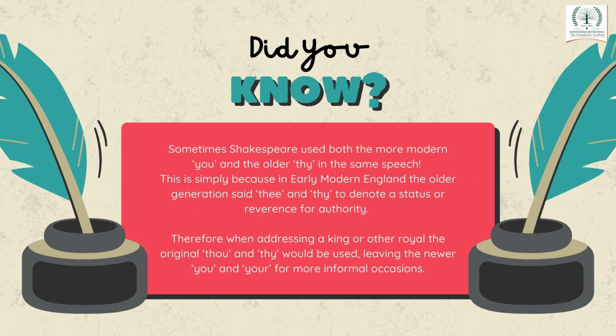Did you know, sometimes Shakespeare used both the more modern you and the older thy in the same speech. This is simply because in early modern England, the older generation said thee and thy to denote a status or reverence for authority. Therefore, when addressing a king or other royal, the original thou and thy would be used, leaving the newer you and your for more formal occasions.